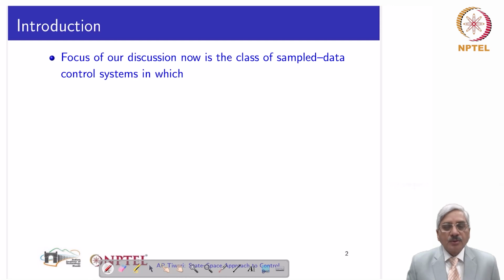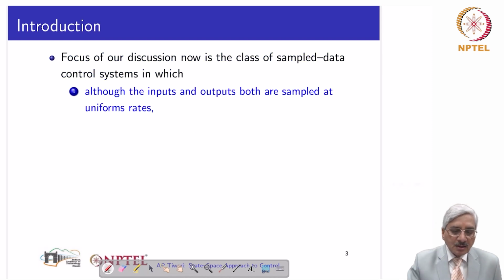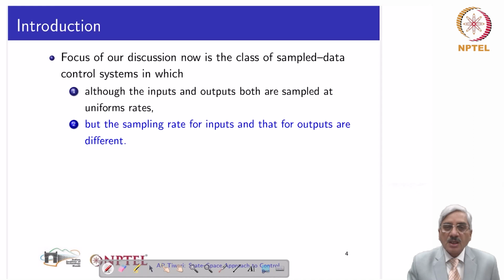The type of controllers which we are discussing now belong to a class of sampled data control systems, and in this the inputs and outputs are sampled at uniform rates. However, the sampling rate for inputs and the sampling rate of outputs are not equal. Both can be different from each other. That is specifically the difference from the regularly sampled control systems.